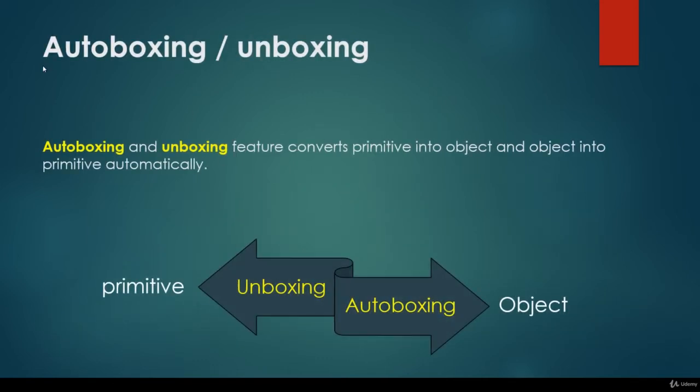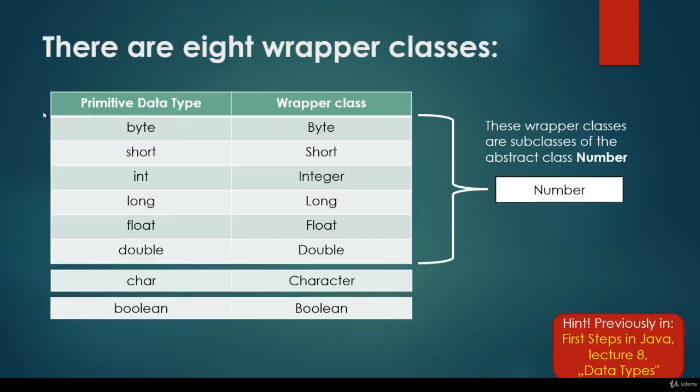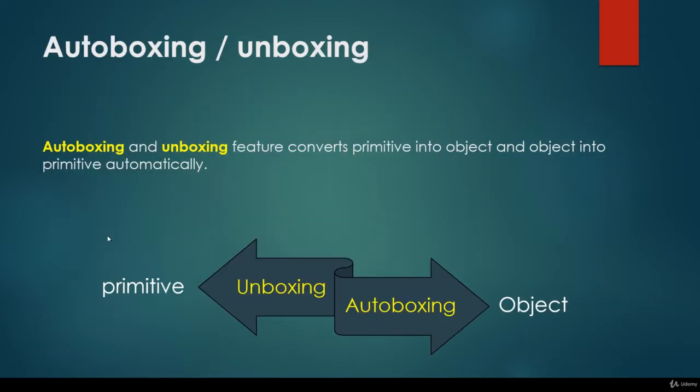Okay, let's talk about autoboxing and unboxing. The autoboxing and unboxing feature converts primitives into objects and objects into primitives automatically. So basically, with the help of autoboxing and unboxing, we are able to convert primitive data types to wrapper classes and vice versa. So as you can see, unboxing and autoboxing is the mechanism where we convert primitive data types to objects and vice versa.